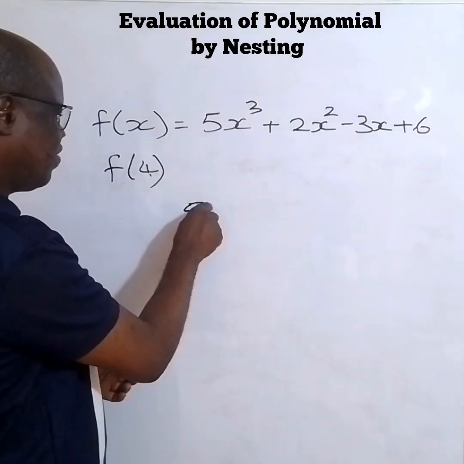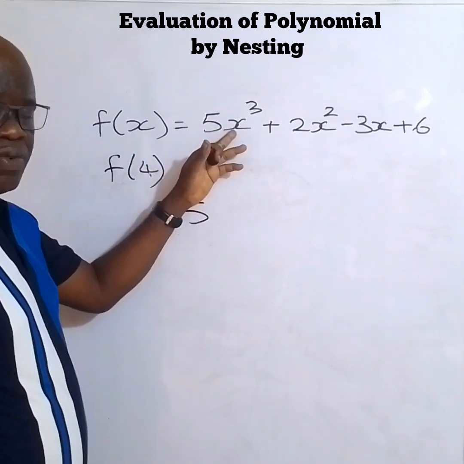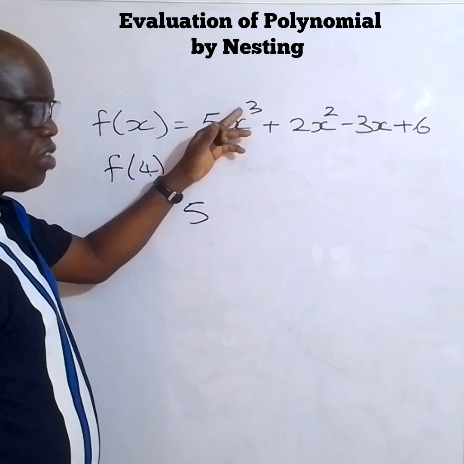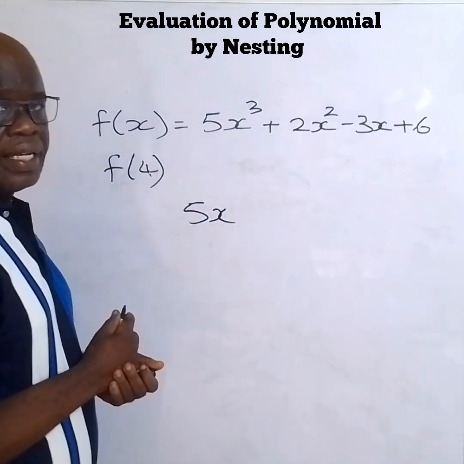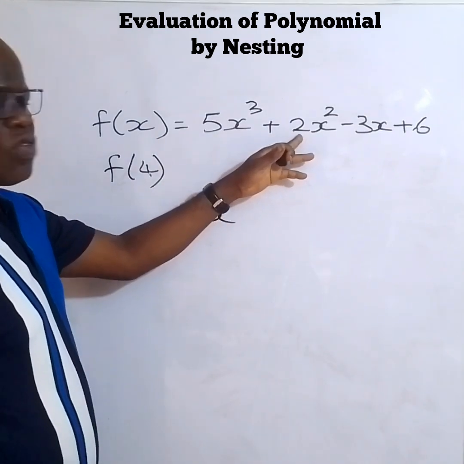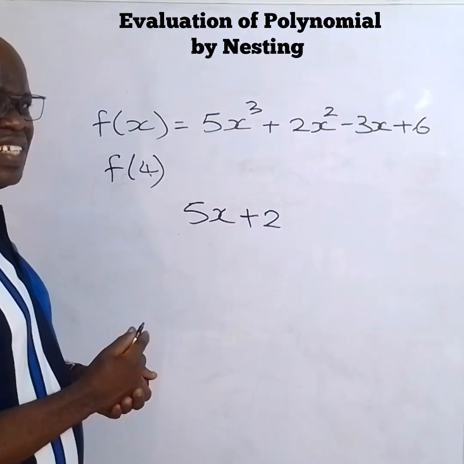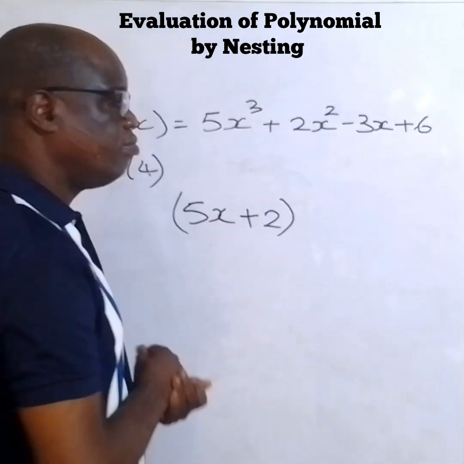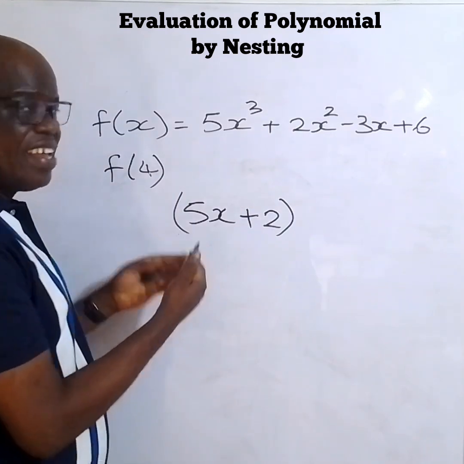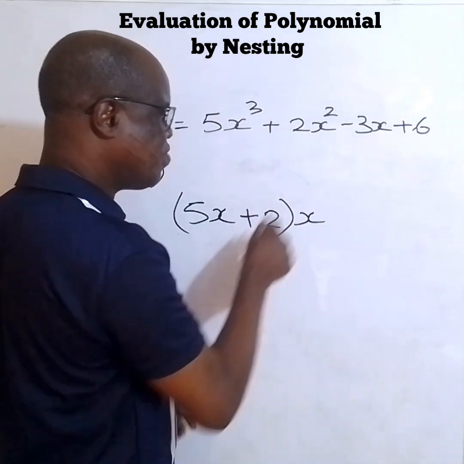Write down the 5. Now put the x, which is one of the factors of 5x. Put it there. Then after that, go to the next coefficient. Put the next coefficient there, which is 2. Now, after you have done that, put it into a bracket. And now put x again, which is the next factor of this also. It's one of the factors. x is another factor, so you put it this way.